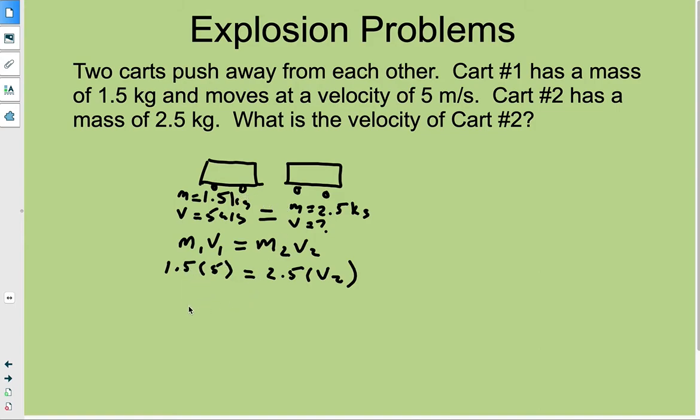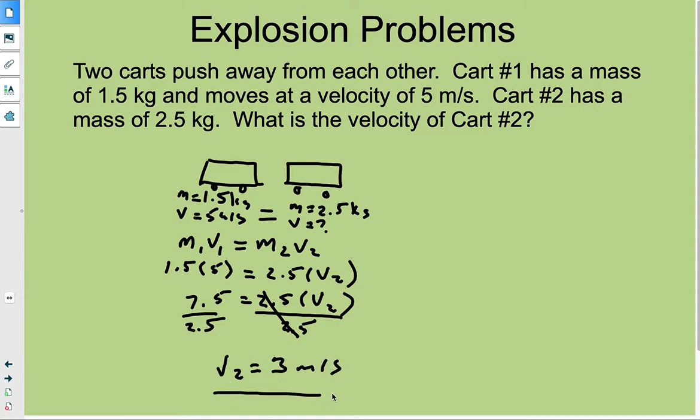So 1.5 times 5, that's 7.5. And you guys probably don't even have to use your calculator for this. We want to get rid of that 2.5, so we divide because it was being multiplied. Now these 2.5s are going to cancel. So the velocity will end up being 3 meters per second. So once again, the mass was bigger, so the velocity has to be smaller.